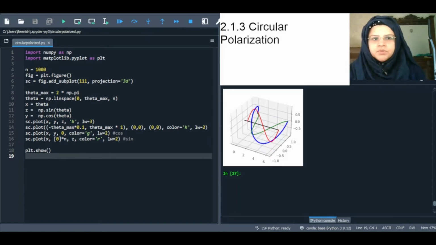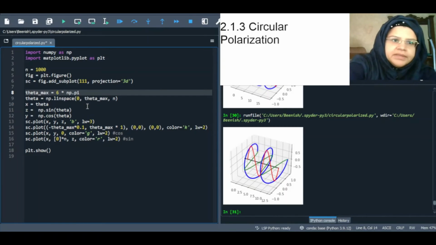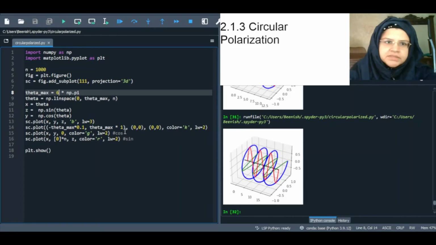I have written this code in Python. If one electric field is cosine and the other electric field is sine, the superposition will give circularly polarized light. In the period of 2 pi, we will obtain a complete circle. In the period of 4 pi, we will obtain 2 circles. In the period of 6 pi, we will obtain 3 circles.